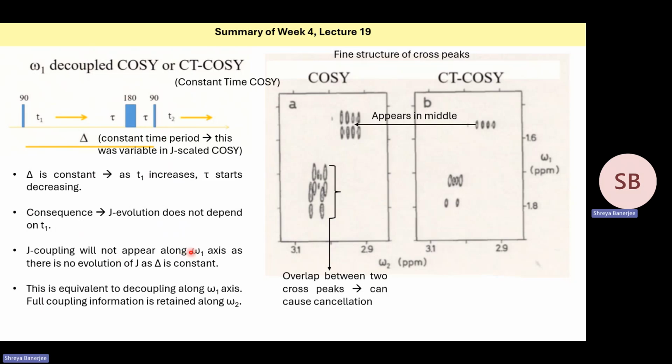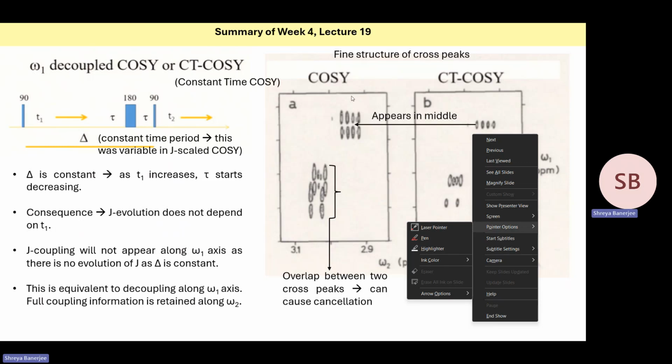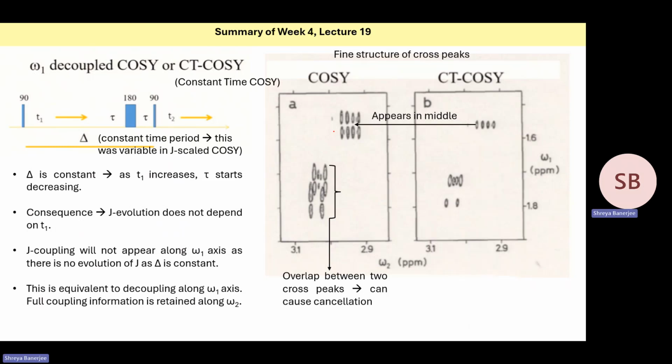So if you remember earlier, in the COSY, if you can see in the COSY, in the y-axis also you have delta plus J. In the x-axis also you have delta plus J in the COSY.